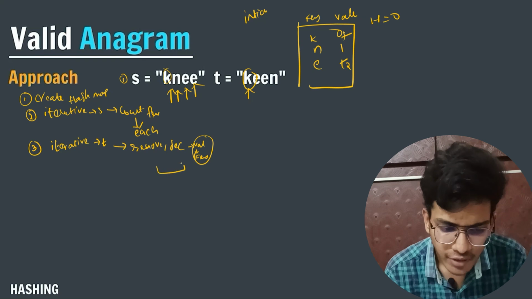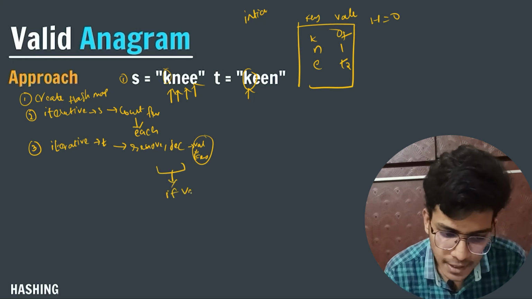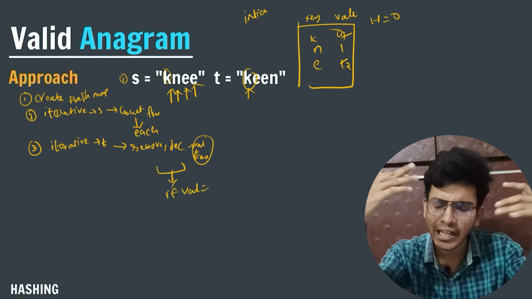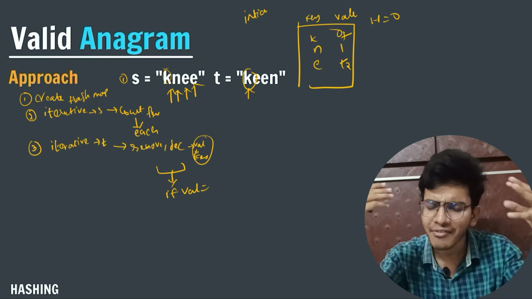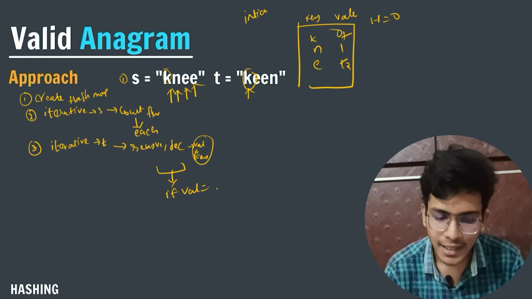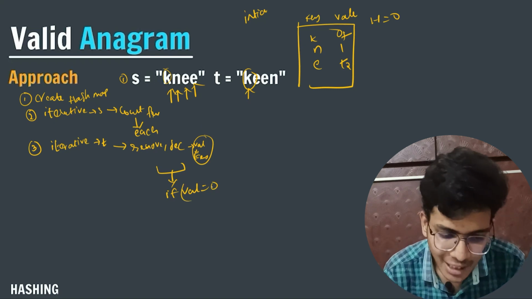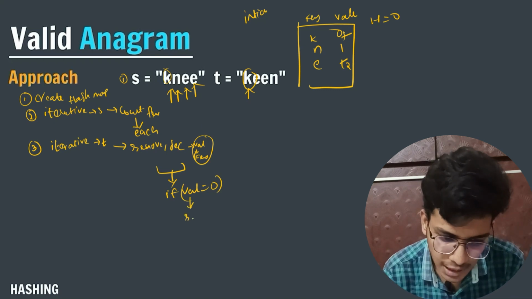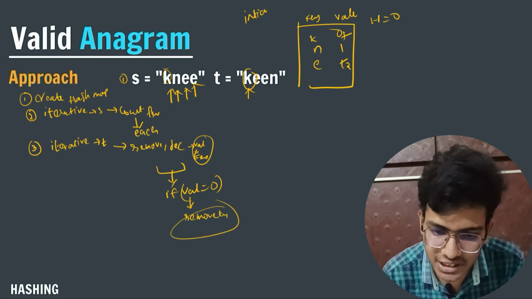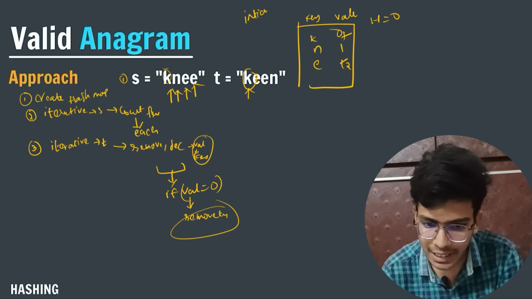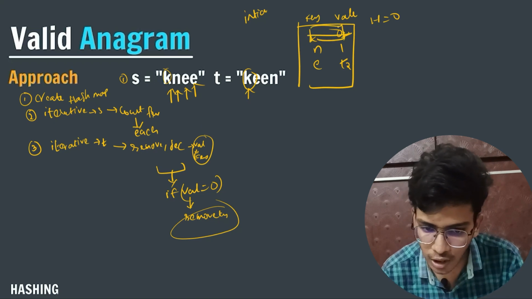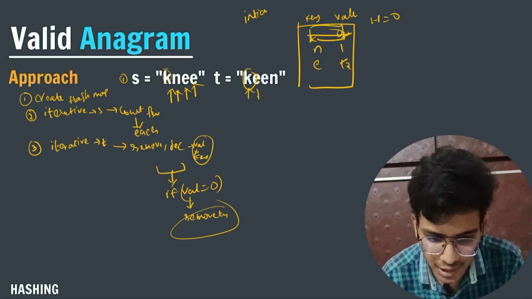If by decrementing the value becomes 0 for a particular key, then I will immediately remove that key from my hash map. So here you can see that for k its value is 0, so first of all I will remove it. Now I will come to e.